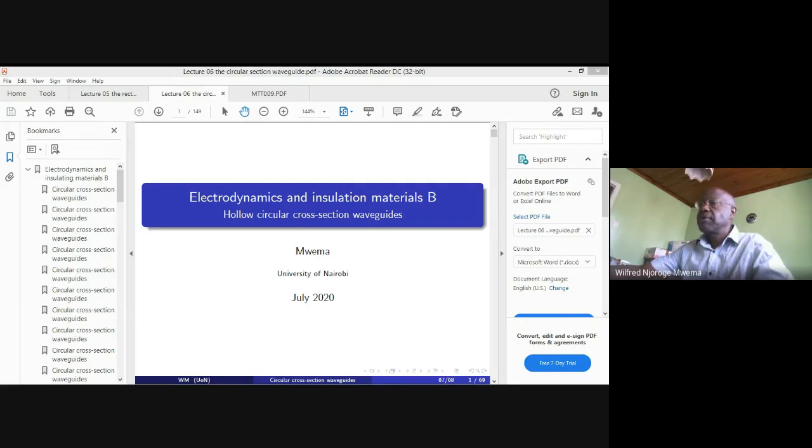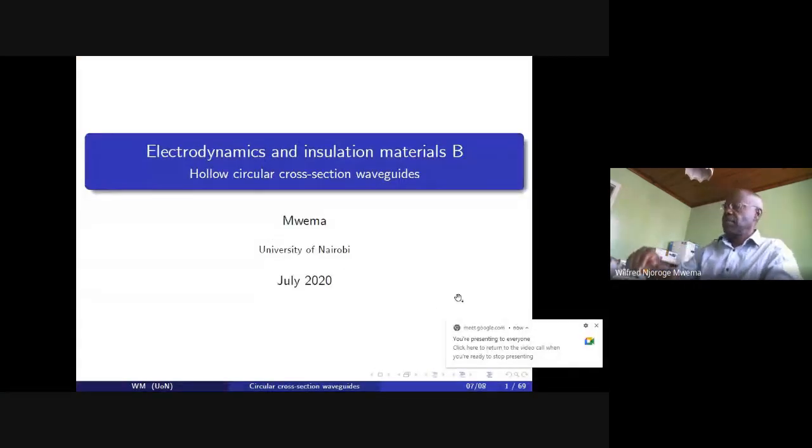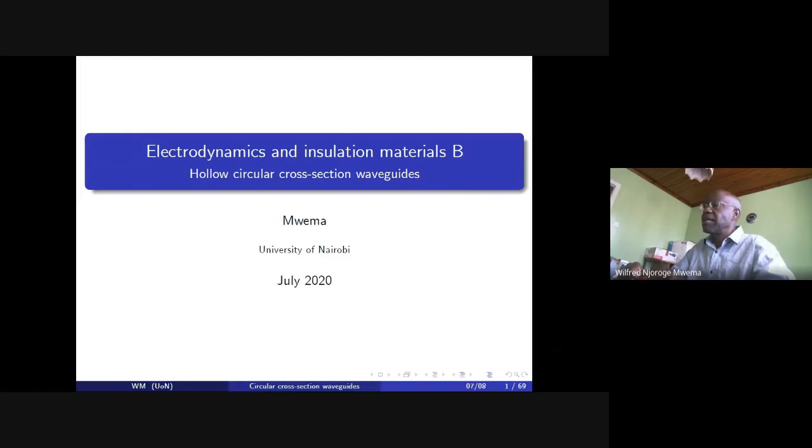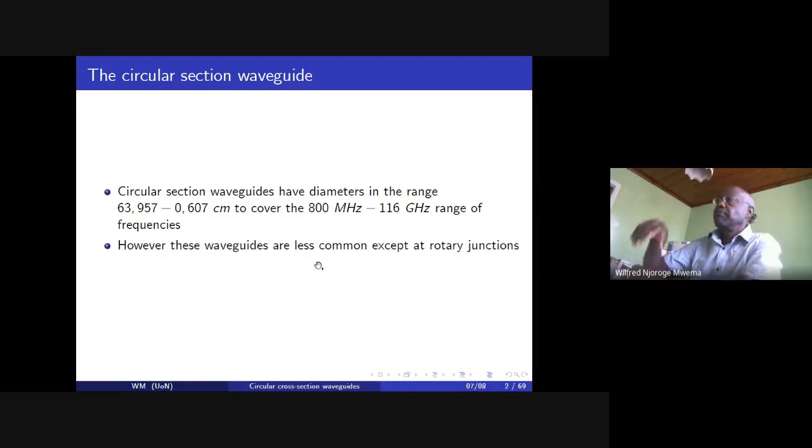So now we want to look at what we call the circular section waveguides. These are of historical importance, and also in areas where we have things that will be turning, you'll find that it's easier to turn something that has a circular cross-section rather than having corners. And most of the time is when you are feeding, say, an antenna and so forth. So, with circular section waveguides, the diameters in practice usually range from about 63.957 to 0.607 centimeters to cover the 800 megahertz to 116 gigahertz range of frequencies. They are mainly found in measurement systems and radar systems. But the guides are less common, except when we have rotary junctions.